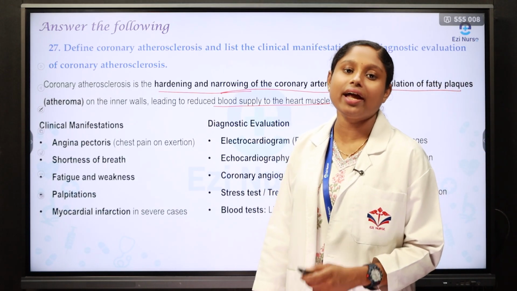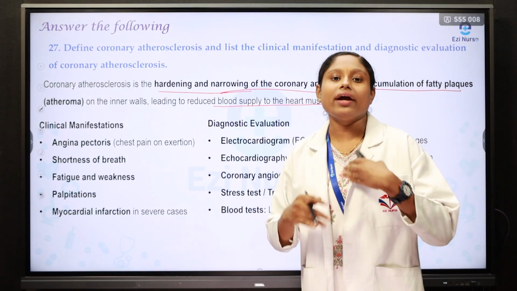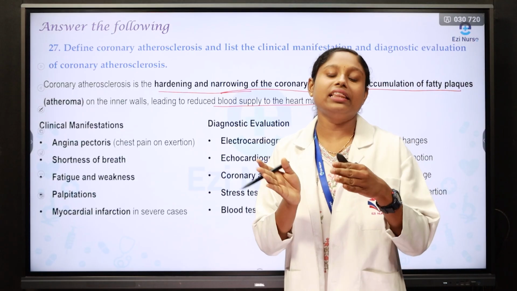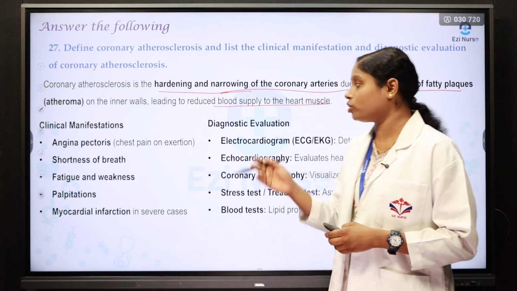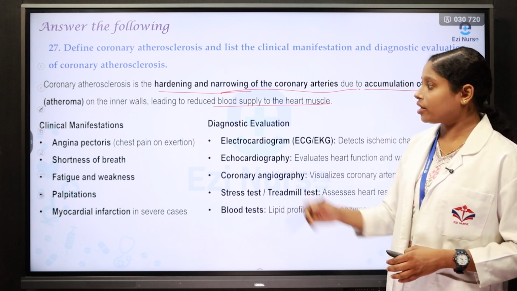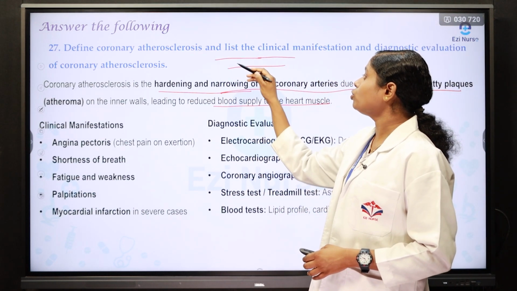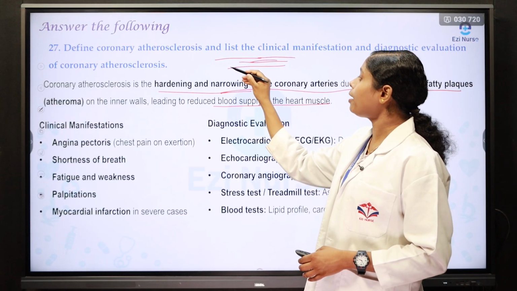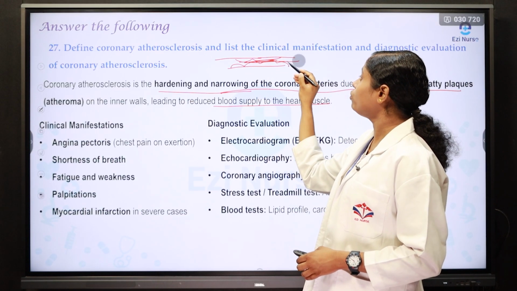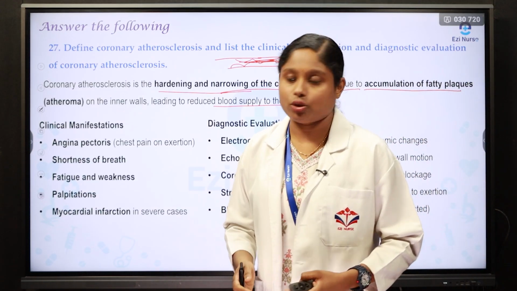So it's a condition where there is hardening and narrowing of the coronary. Why the narrowing and hardening? Because of the fat deposits on the walls of the blood vessels. So it will cause reduced blood supply to the heart muscle. So that is coronary atherosclerosis. So here consider this is your blood vessel. Normally blood will flow. Sometimes what happens? The fat will be accumulating on both sides. So the blood flow will be reduced. So that condition is known as coronary atherosclerosis.